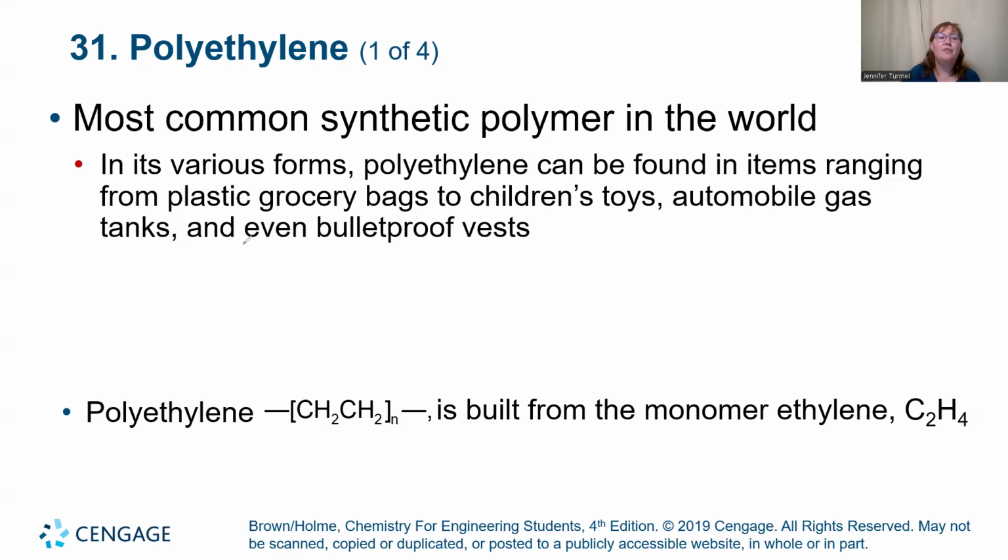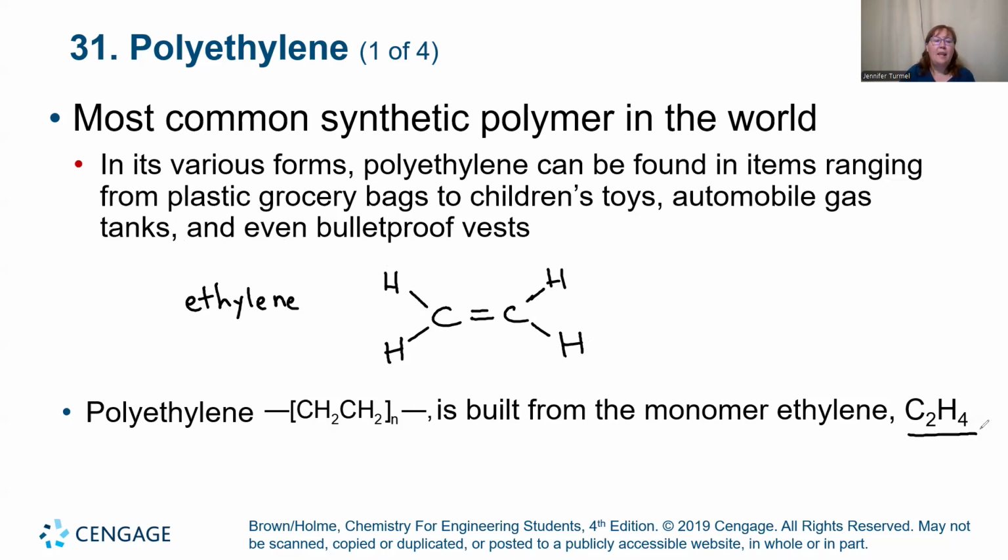All right, so just as a review, ethylene itself looks like this. It's an HCH double bonded to another one. This is ethylene, C2H4, and it's going to form polyethylene. Basically what we're going to be doing here is attacking this double bond and making a long chain. So let's take a look on the next slides to see how that polyethylene is made.